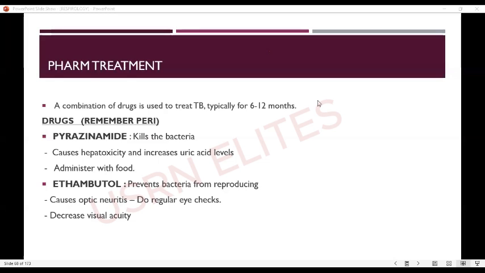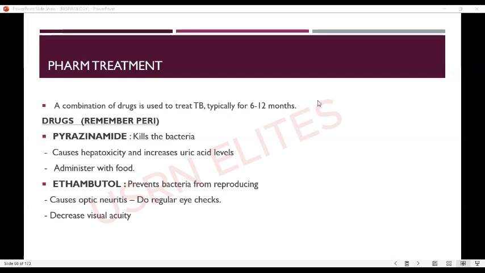Another thing you should look out for is that it increases uric acid level. Because of that, you should be checking the patient's kidneys very well. You check your BUN and creatinine levels, because it can cause kidney problems when there is more uric acid.